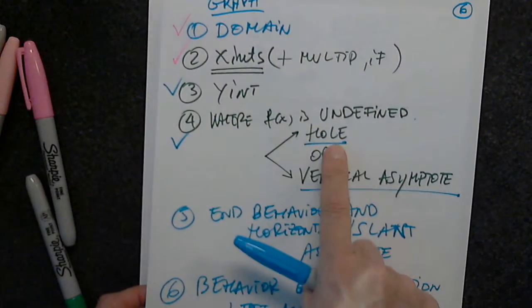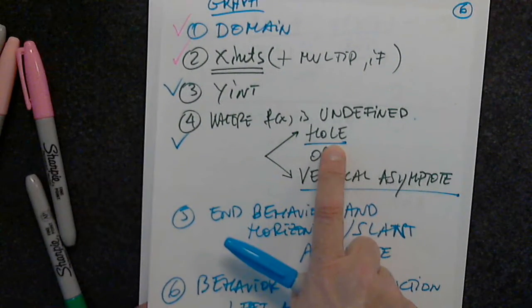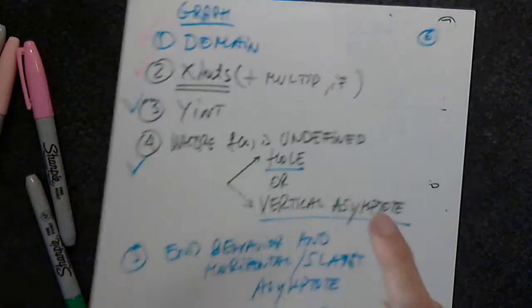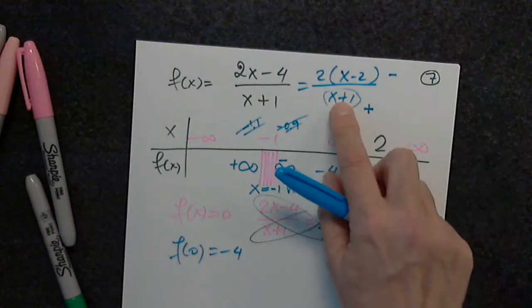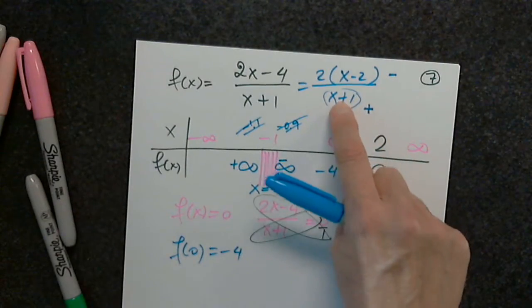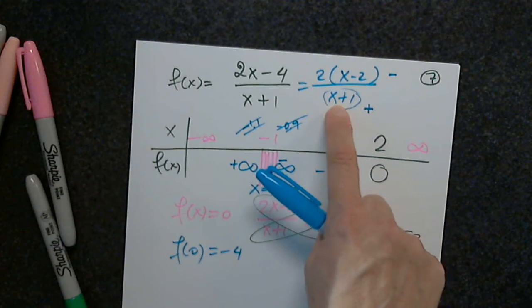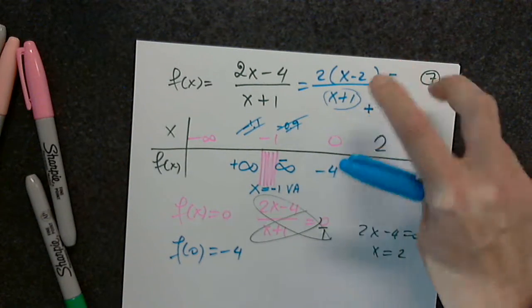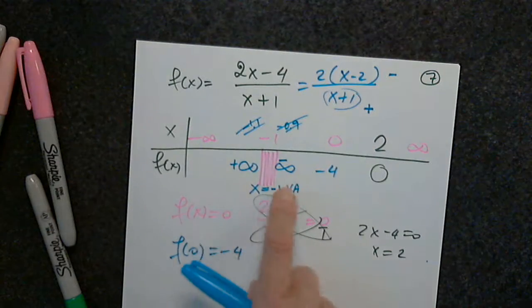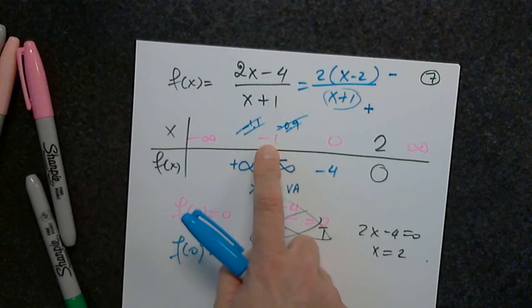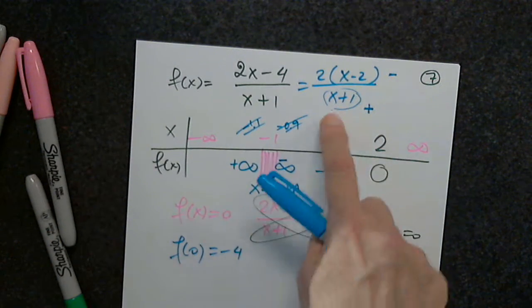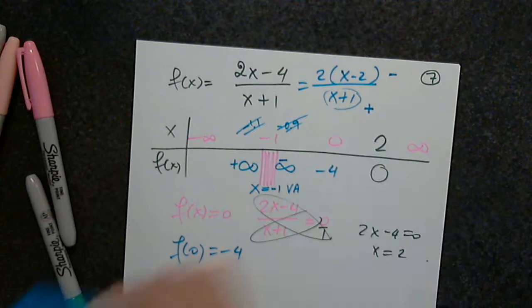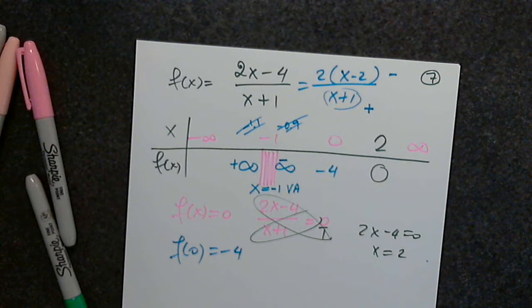So when will the function have a hole in the graph? I'll show you an example in a minute. It will have a hole in the graph if one factor from the denominator, x plus 1, goes away. At x plus 1, in other words at negative 1, the function will still be undefined. But if the factor goes away with a similar factor at the top, that's going to be a hole in the graph. We're going to get an example in a minute.